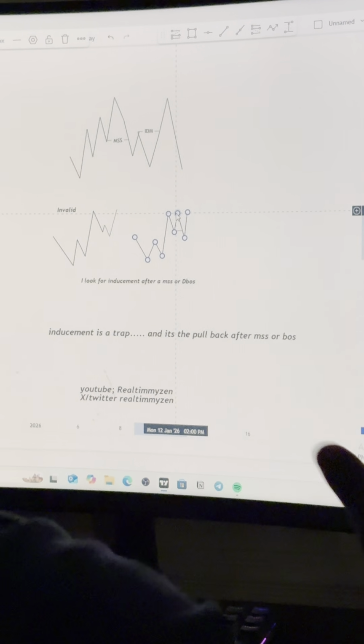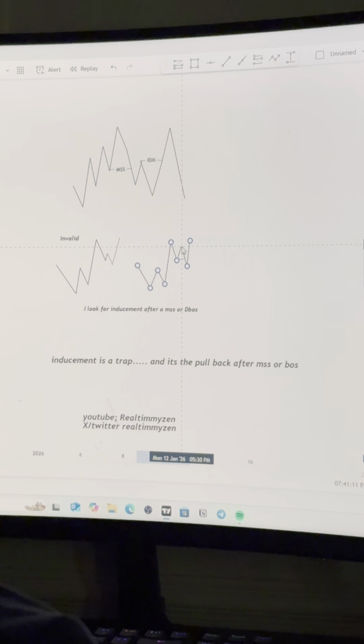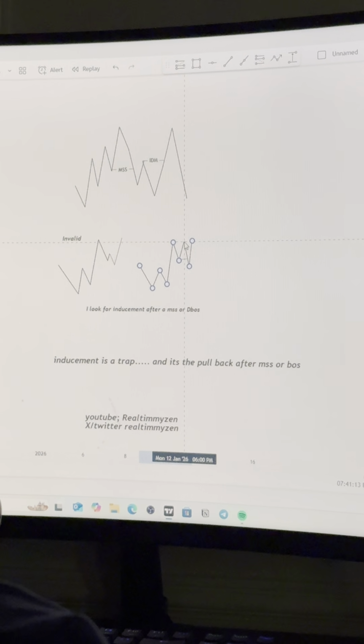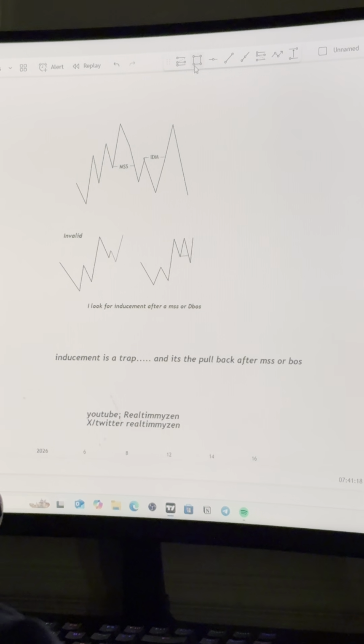But the rule says it must be 50% at the pullback and 50% at the continuation. So guys, that is just the rule. And whether it breaks this structure or not doesn't matter. So let me just put it halfway, so people don't get it wrong. Let me just put it halfway.